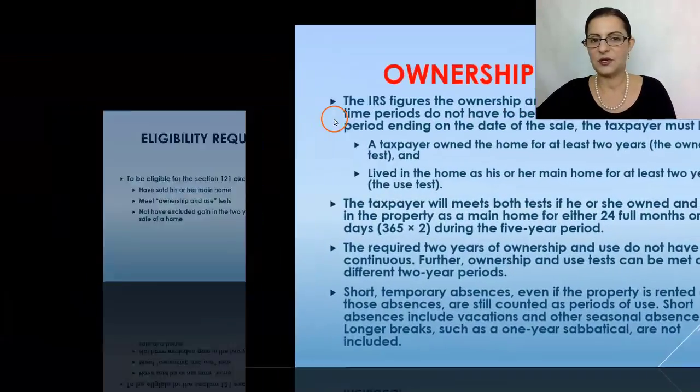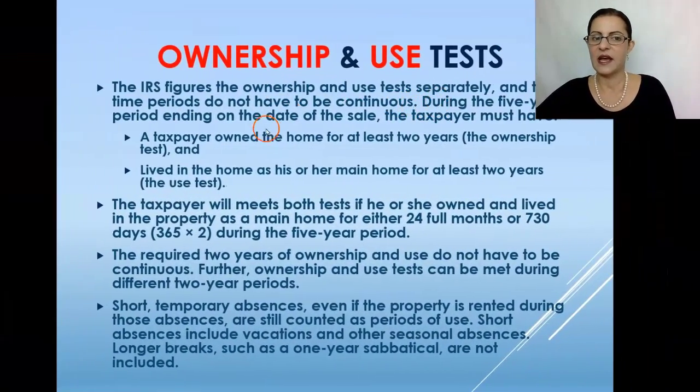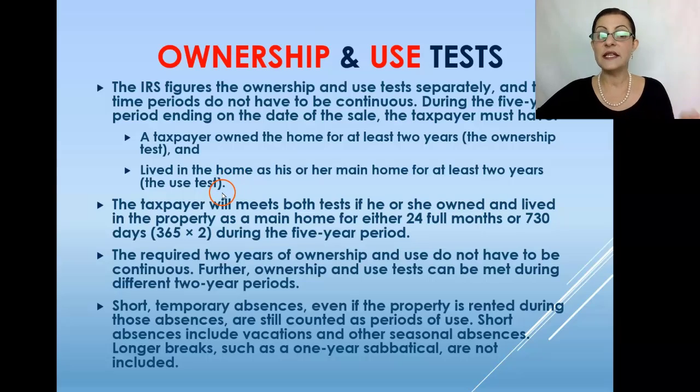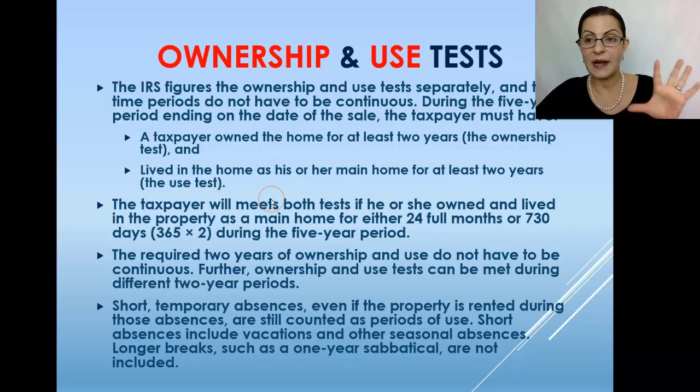The IRS figures the ownership and use tests separately, and the time periods do not have to be continuous. So during the 5-year period ending on the date of the sale, the taxpayer must have owned the home for at least 2 years. This is the ownership test. And then lived in the home as his or her main home for at least 2 years. This is the use test. And these do not have to be continuous. And there's a 5-year look back period.